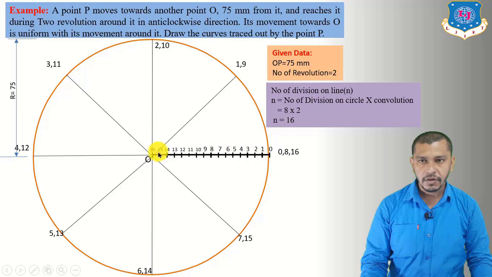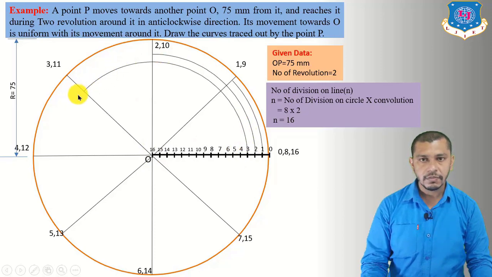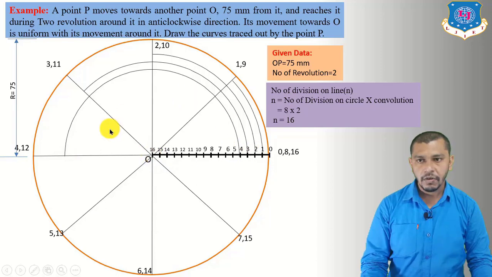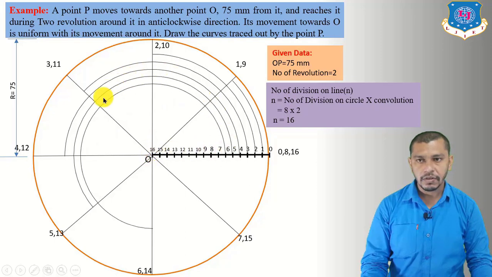So starting from P0, now take center at O, radius equal to O to 1, give an arc on the first division of the circle. Center at O, radius equal to O to 2, give an arc on the second division of the circle. Center at O, radius O to 3, give an arc on the third division. Center O, radius O to 4 on the fourth division. Center at O, radius O to 5, on the fifth division. Radius O to 6, on the sixth division. Radius O to 7, on the seventh division.